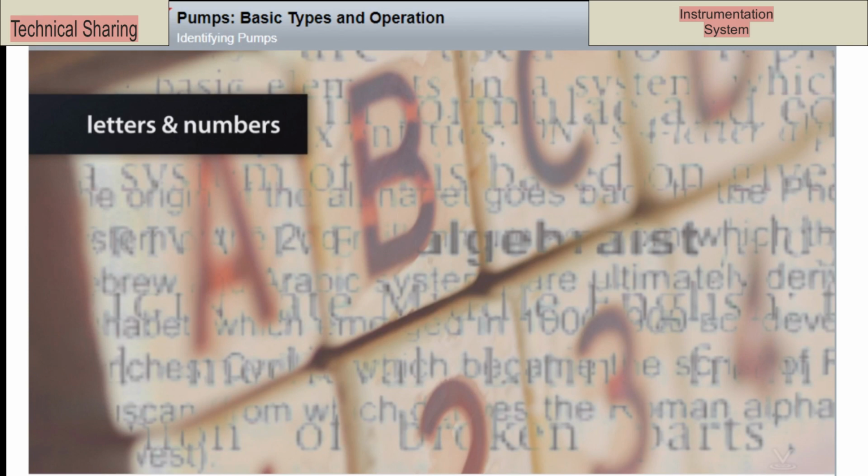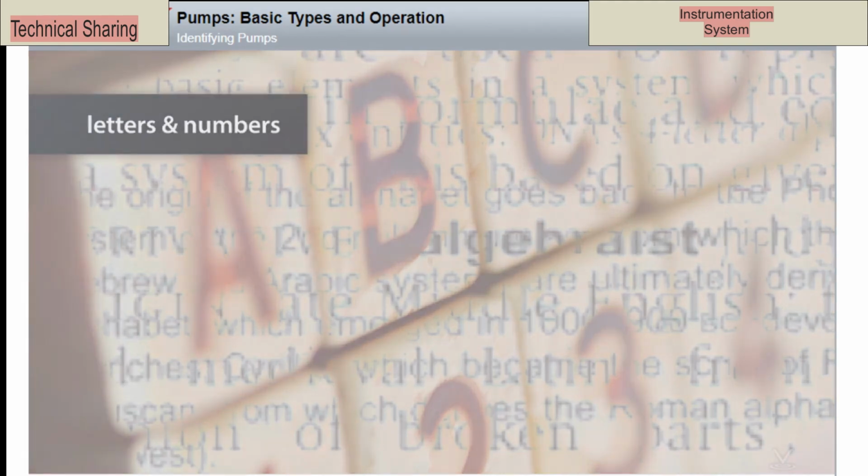Letters and numbers. Now, there are also other methods that can be used to identify pumps. For instance, some companies identify pumps using letter and number combinations on process flow charts.